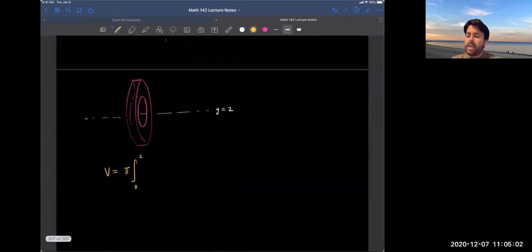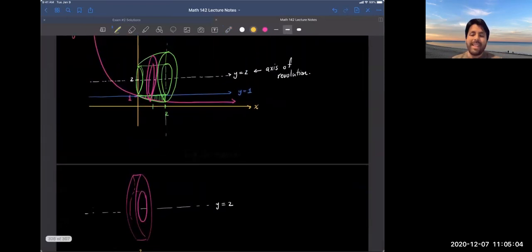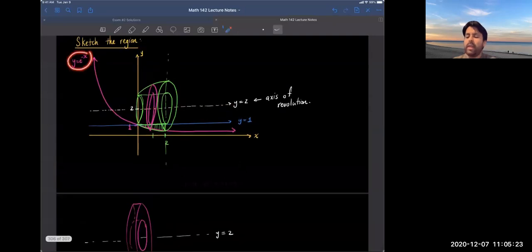Now the hard part is to understand what is the outer radius and what is the inner radius. To figure that out, you always have to base it upon the axis of revolution. The axis of revolution is 2. So what's the farthest function from this axis? Is it y equals 1 or is it y equals e to the negative x? Well, obviously, it's going to be e to the negative x, right? So that's going to be the outer radius.